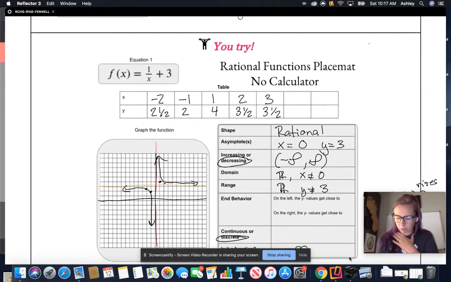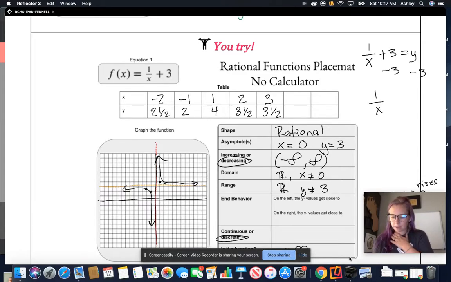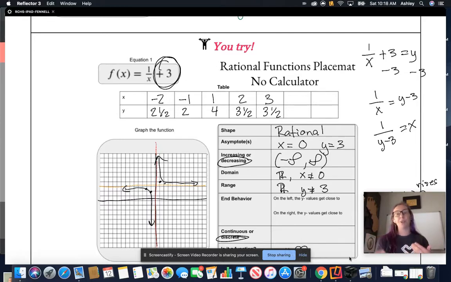I'm just going to remind you really quickly why our horizontal asymptote is at y equals 3. Remember, if we had the equation 1 over x plus 3 equals y, and we wanted to resolve for x, put y in the denominator, we would have 1 over x equals y minus 3. Multiply by x on both sides, divide by y minus 3, we end up with 1 over y minus 3 equals x. So what value of y would break this function? +3. Hopefully you're starting to see a pattern here. This value is always where our asymptote ends up being.